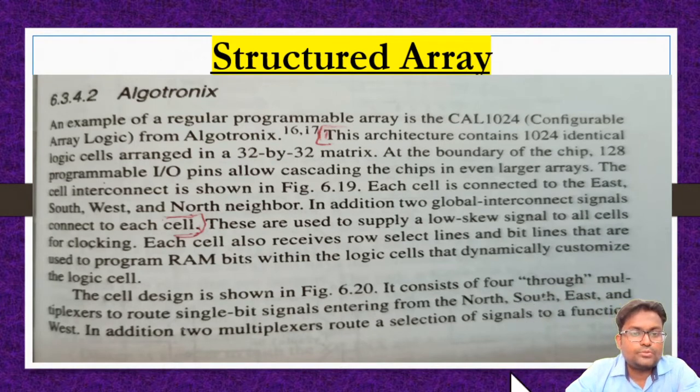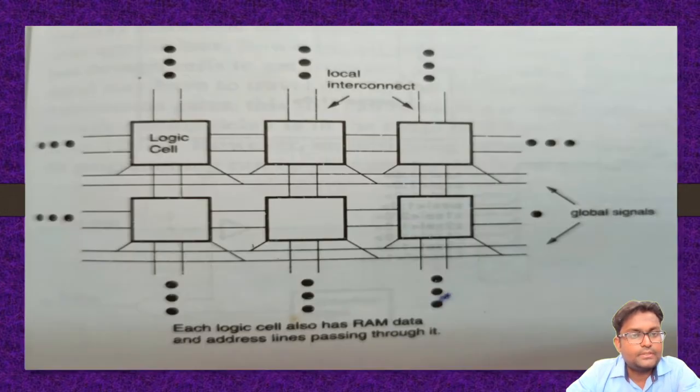Okay, so in this FPGA, or in this structured array, you can see there are several logic blocks. These logic blocks are known as logic cells. Generally, FPGA uses logic block combinations according to their requirement, but by default it consists of 32 rows of logic cells as well as 32 columns of logic cells. That means it forms a 32 cross 32 matrix.